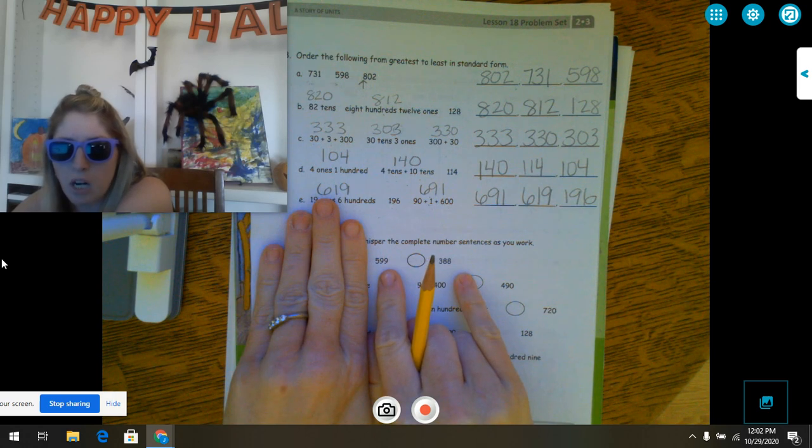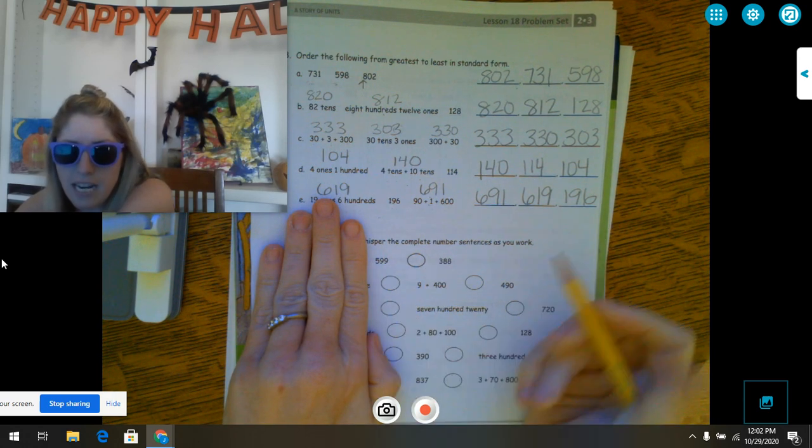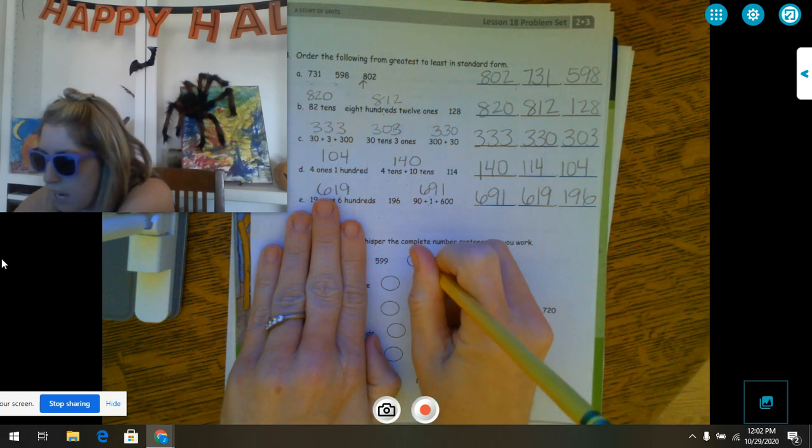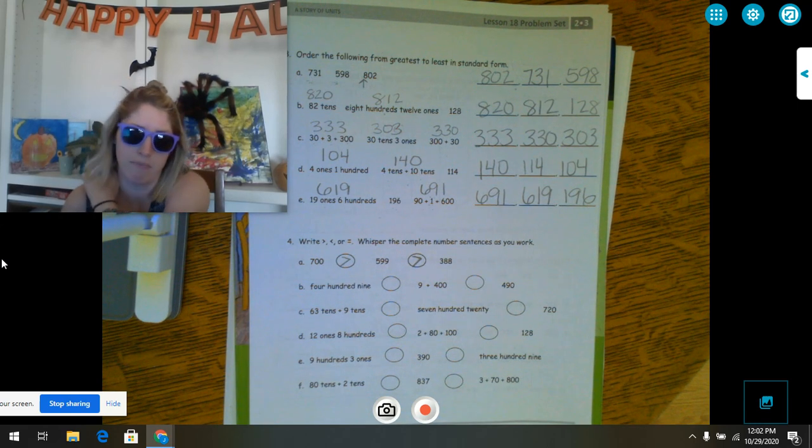Okay, so that's done. Now we have 599 or 388. Which one is bigger? 599 is because it has a 5 in the hundreds place, and this one only has a 3 in the hundreds place. So that alligator mouth is going to open toward 599.